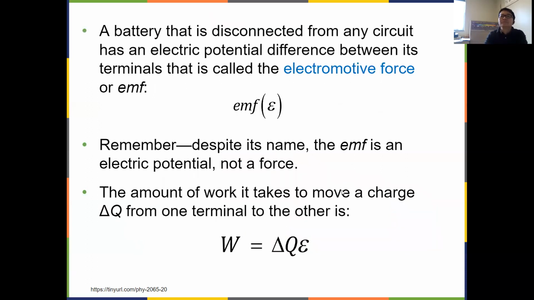The potential difference between the terminals of the battery is called terminal voltage, or it's also called electromotive force. The abbreviation is EMF, or epsilon, which looks like E but is pronounced epsilon. So this is a voltage, not a force. Just keep that in mind. For the amount of work done, if you need to take a certain amount of charge delta Q from one terminal to the other, then electric work done is Q times V. V is the epsilon here, and Q is delta Q here.